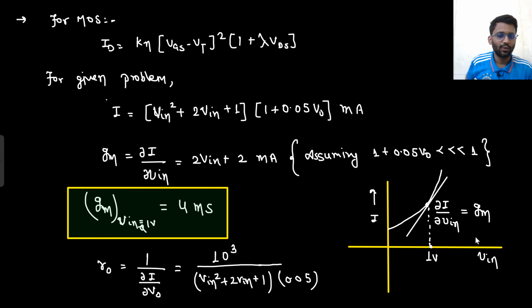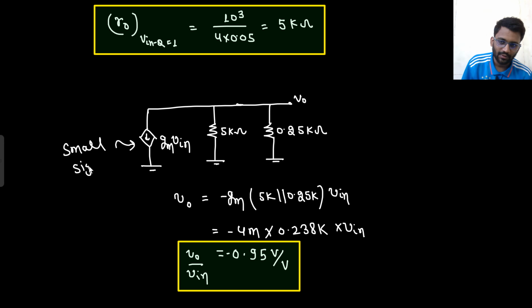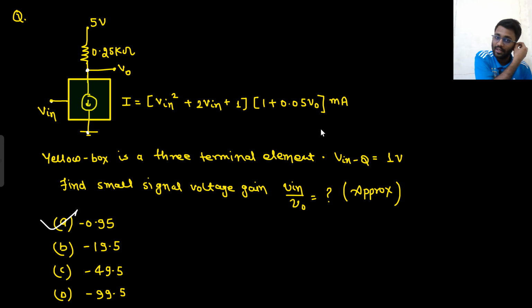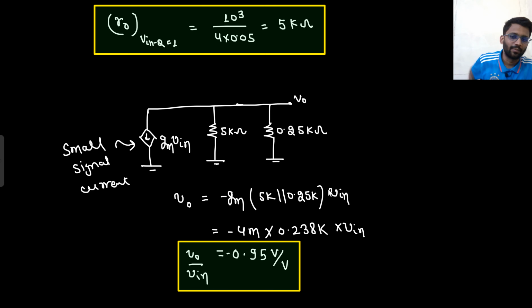So this slope is the gm that I found, and when I multiply gm with the small signal voltage, that is gm V in, I get my small signal current. That current will be flowing through the output resistance that was given, 0.25 kilo ohm, and also there is an output resistance for the particular device as well. The output resistance of this device is 10 to the power 3 upon V in square plus 2 V in plus 1, so it was nearly 5 kilo ohm. So this gm V in current was flowing through the parallel combination of 5 kilo ohm and 2.5 kilo ohm. So the gain I was getting is minus 0.95.